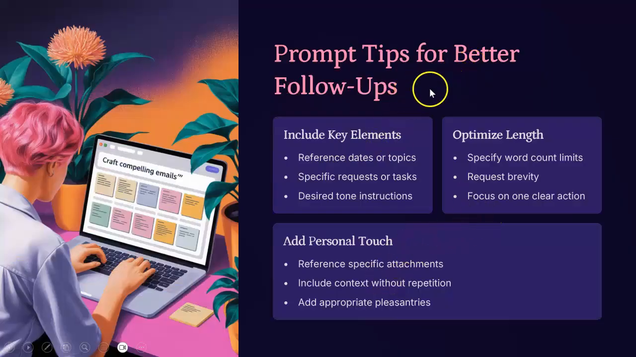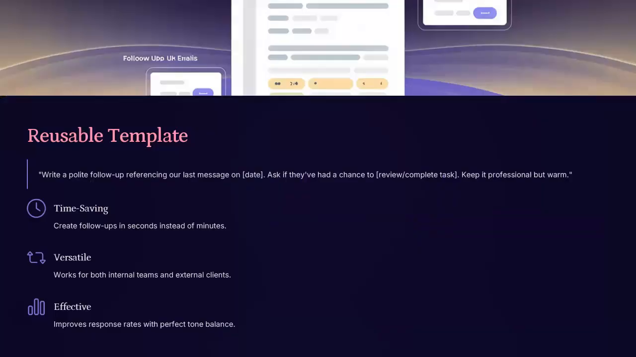So here are prompt tips for better follow-ups. Address tone, like make it warmer or add urgency, but still professional, in some cases. Summarize previous communication, for example, mention that we discussed this last Friday. Include attachments or references, say the document is attached again for reference. So you can give a prompt like: write a follow-up referencing our last message, asking politely if they had a chance to review that topic. So you can make these types of prompts for better follow-ups.